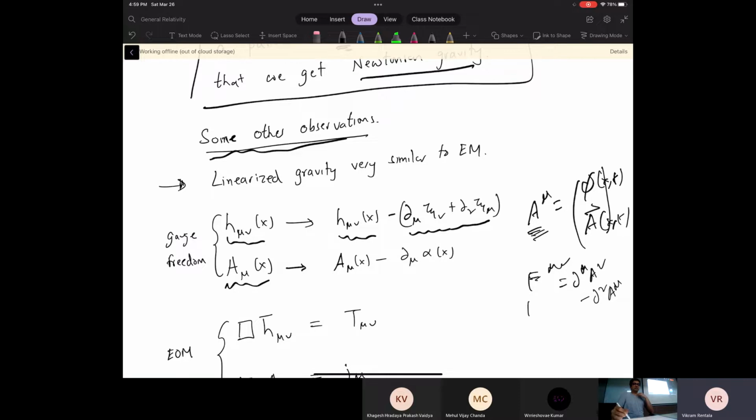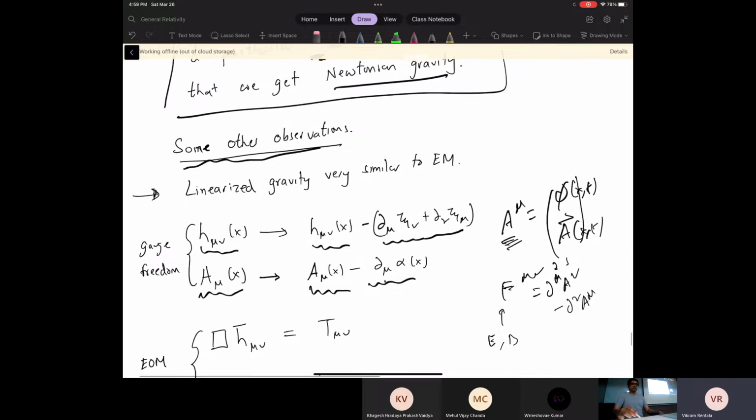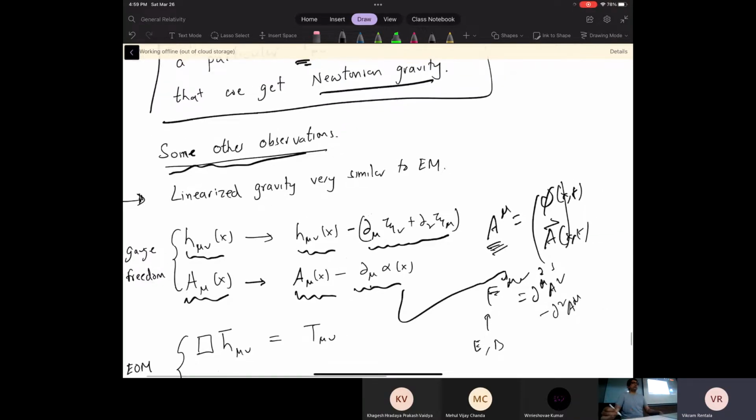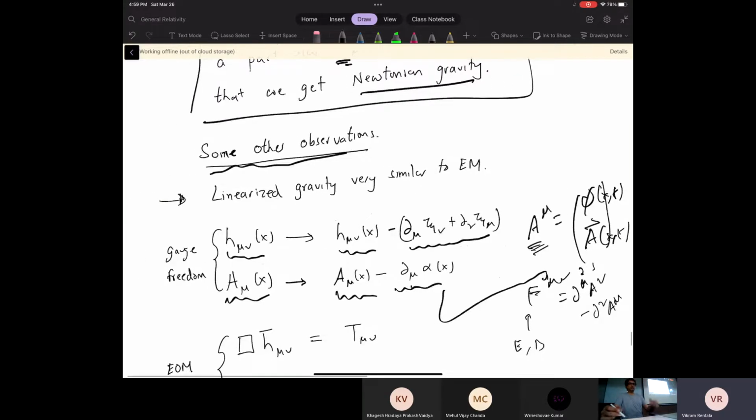Now, since F mu nu contains the physical electric and magnetic fields, and I'm acting with derivatives on A nu, you can show that I can transform A mu by something like A mu minus partial mu alpha, where alpha is an arbitrary function. Then this extra piece would cancel out inside F mu nu. It would not lead to any correction to the electric and magnetic fields. So I have a freedom to define A mu. Without changing the electric and magnetic fields, I can always change my scalar potential and my vector potential by this transformation.